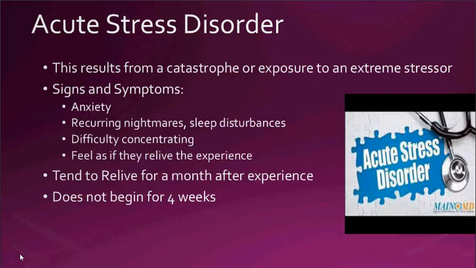On this next slide, we have acute stress disorder. This results from a catastrophe or exposure to an extreme stressor. One of the examples I read was Hurricane Katrina. Many of the people who survived that actually had this happen to them, and some signs and symptoms would be anxiety, recurring nightmares, sleep disturbances, difficulty concentrating, and feeling as if they relived the experience. This typically does not begin for 4 weeks after the experience, and it tends to last for a month after the 4 weeks.